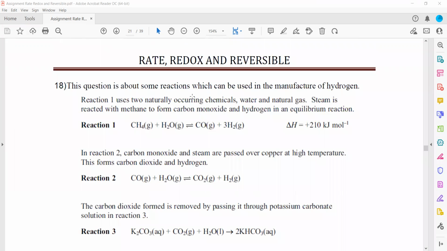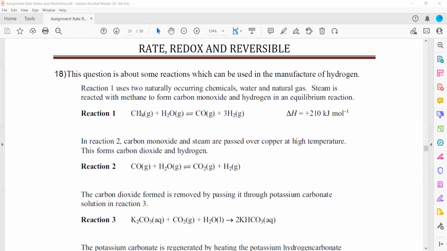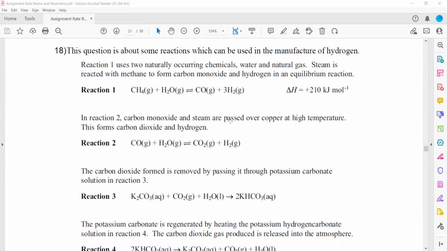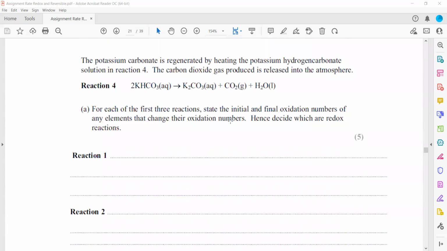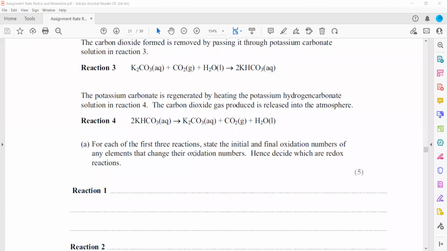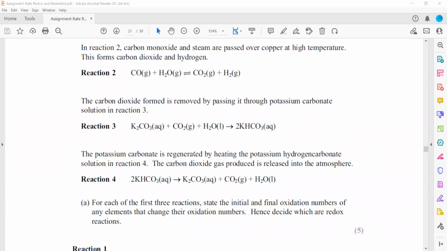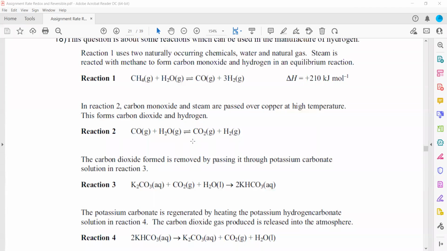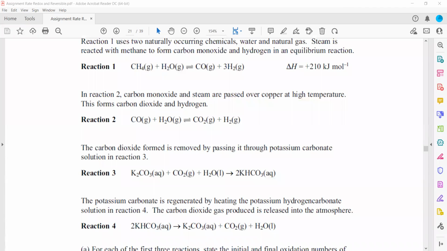This question is about some reactions which can be used to manufacture hydrogen. So we can manufacture hydrogen with different techniques. For each of the first three reactions, state the initial and the final oxidation state of any element that has changed its oxidation number, hence decide which is a redox reaction. For a redox reaction, both oxidation and reduction should happen. Not only oxidation, it should be both oxidation and reduction. So you have to work out the oxidation number of each.